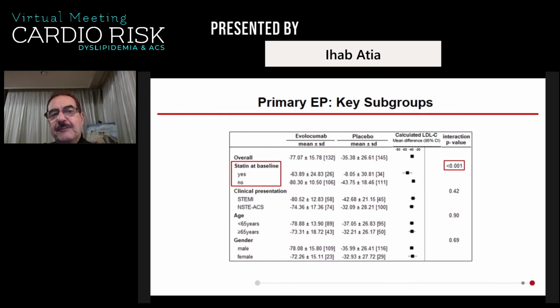Again, look at the subgroups and see which group benefited. We find that most groups benefited. Whether the clinical presentation was STEMI or non-STEMI, it's still the same. Age above or below 65, male or female, all of these showed benefit. The ones that showed a little bit more benefit were, as expected, the ones that received statin compared to those that had no statin at baseline, and this is understandable. This was the only one with a p-value of 0.001.